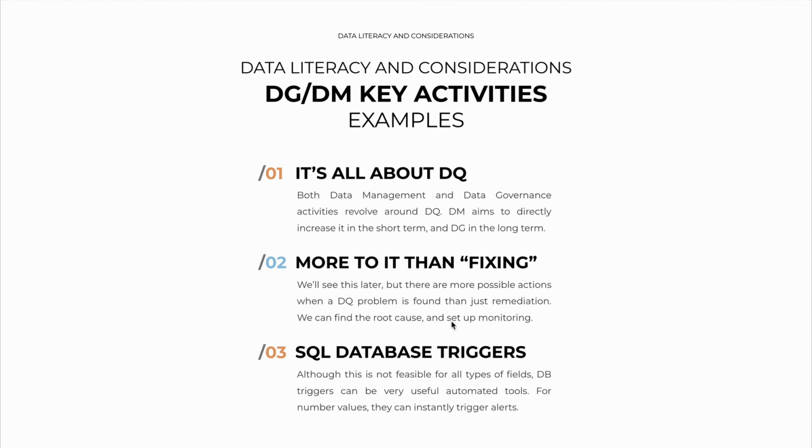And another option is to set up monitoring and alerts in order to detect new problems. And finally, SQL triggers in relational databases are very popular monitoring tools. Although they're not feasible for all types of fields, SQL triggers can be very useful automated tools. For example, for number values.